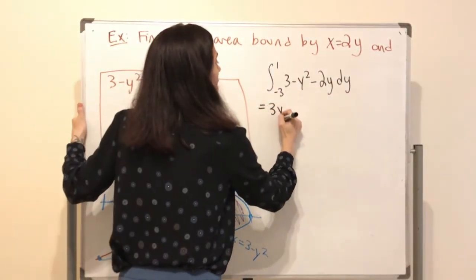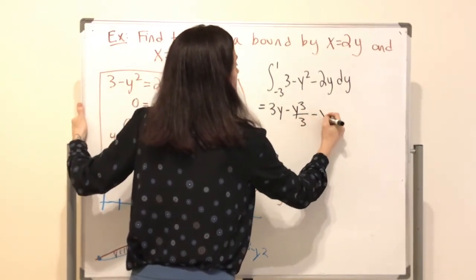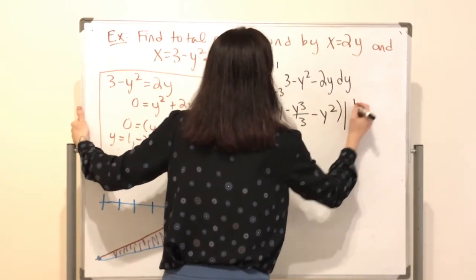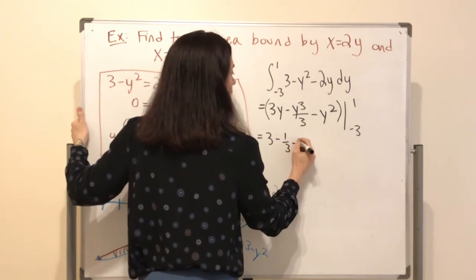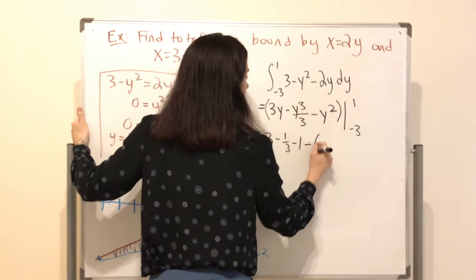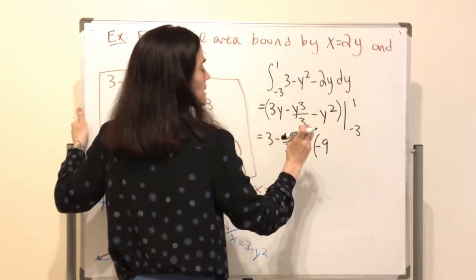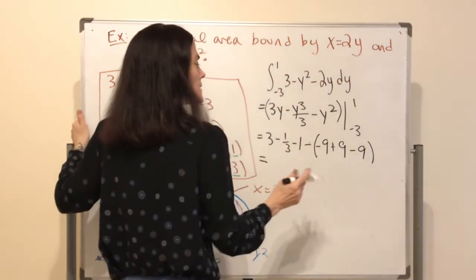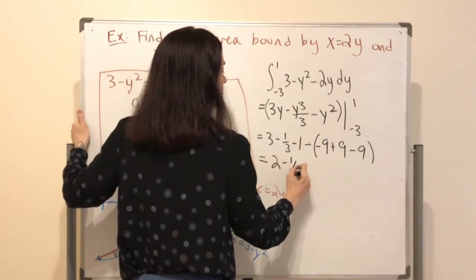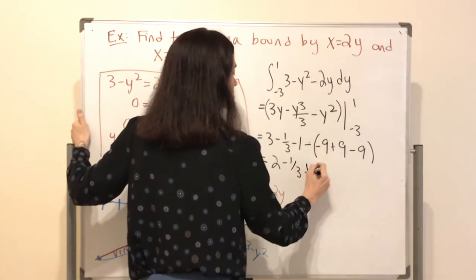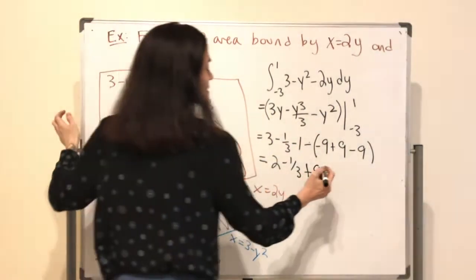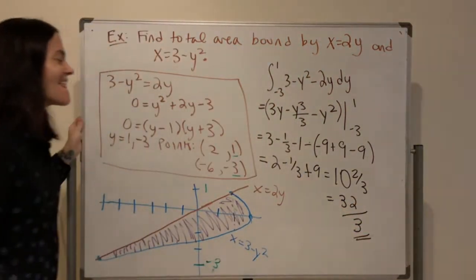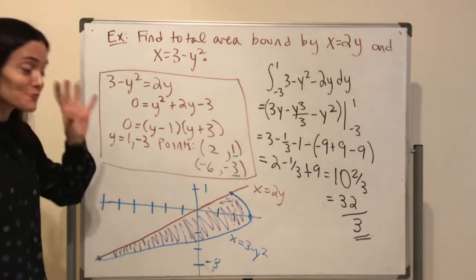This is 3y minus y cubed over 3 minus y squared, evaluated between minus 3 and 1. Okay, we get 3 minus a third minus 1, and then subtract off. We have minus 9. This is going to be plus 9, and then we will have minus 9. Okay, altogether we have 2 minus a third, and then minus minus 9, so plus 9. We get 11 minus a third, which is 10 and 2/3, or you can write this as 32 over 3. Okay, this would be the area of the purple region.